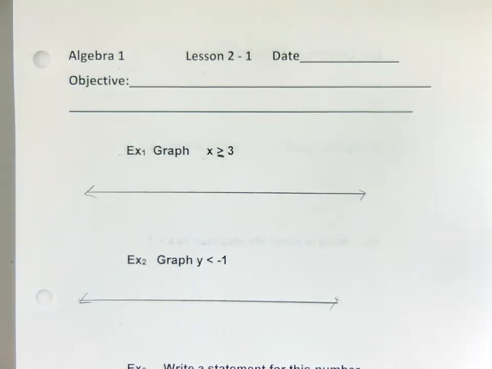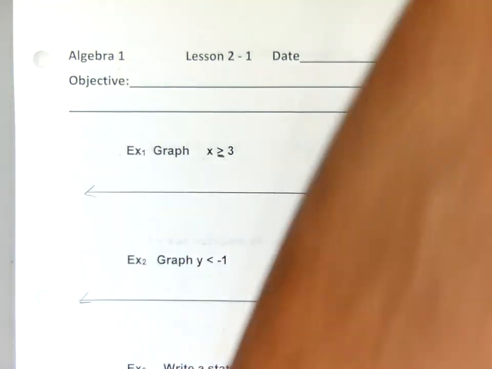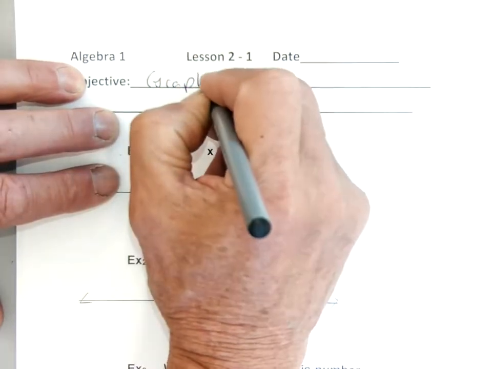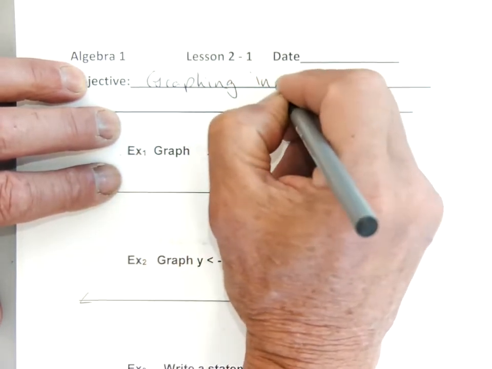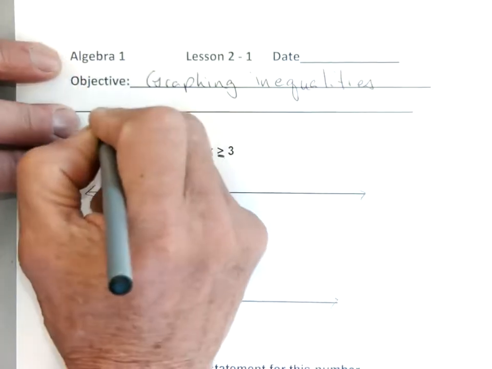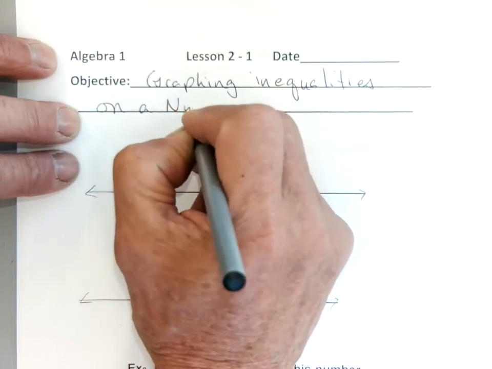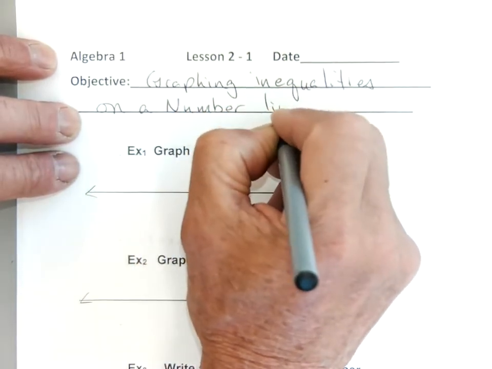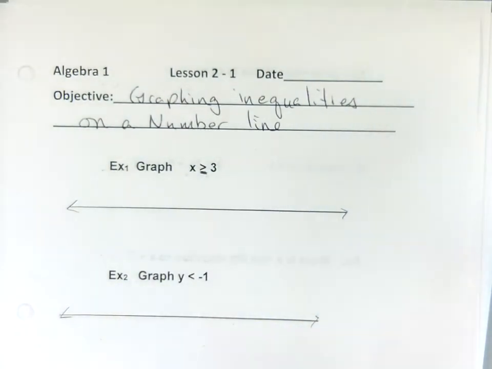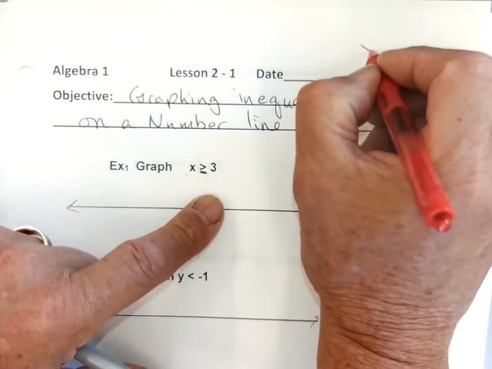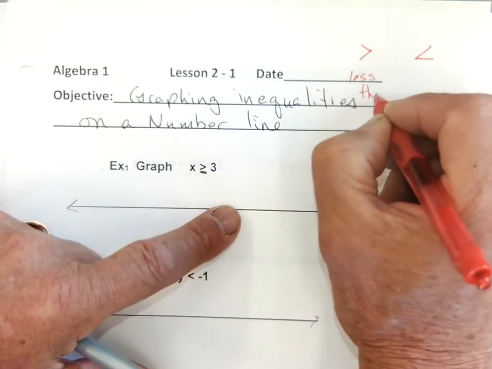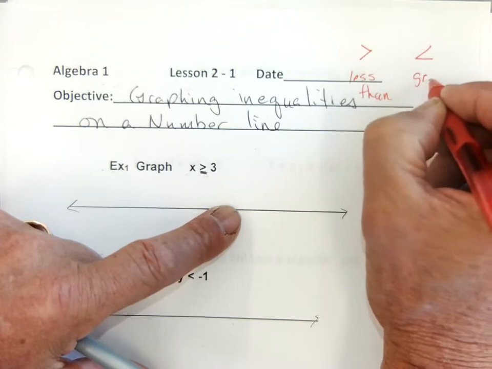So today's lesson should be a pretty easy lesson for us. Today what we're going to talk about is graphing inequalities on a number line. Okay. So inequalities in math are these symbols. Less than, greater than.